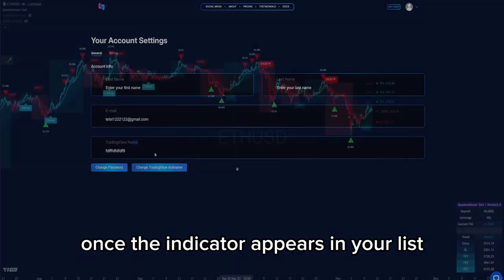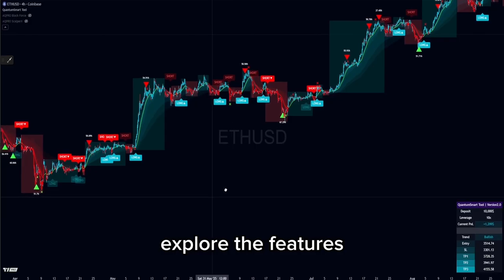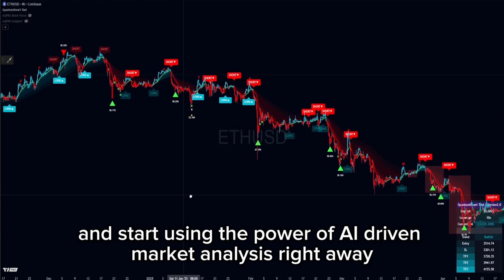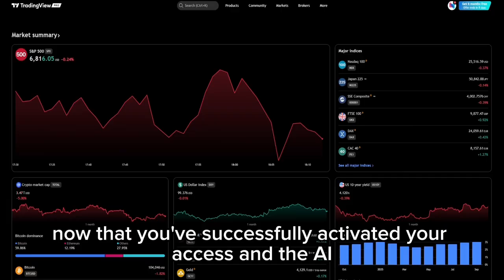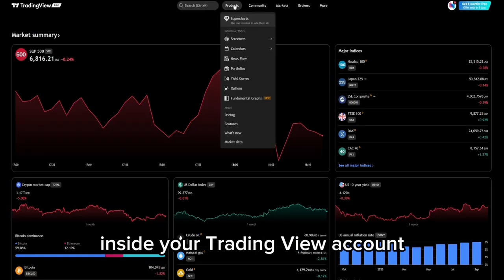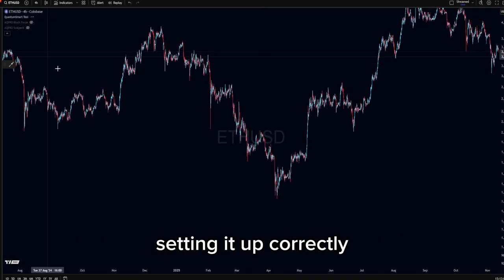Once the indicator appears in your list, you're all set. Apply it to your charts, explore the features, and start using the power of AI-driven market analysis right away. Now that you've successfully activated your access and the AI Quantum Smart Tool is ready inside your TradingView account, it's time to move to the most important part, setting it up correctly.